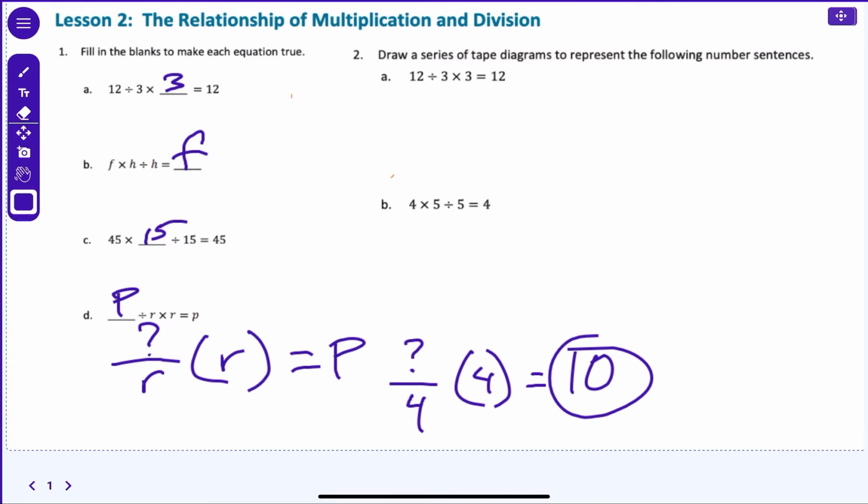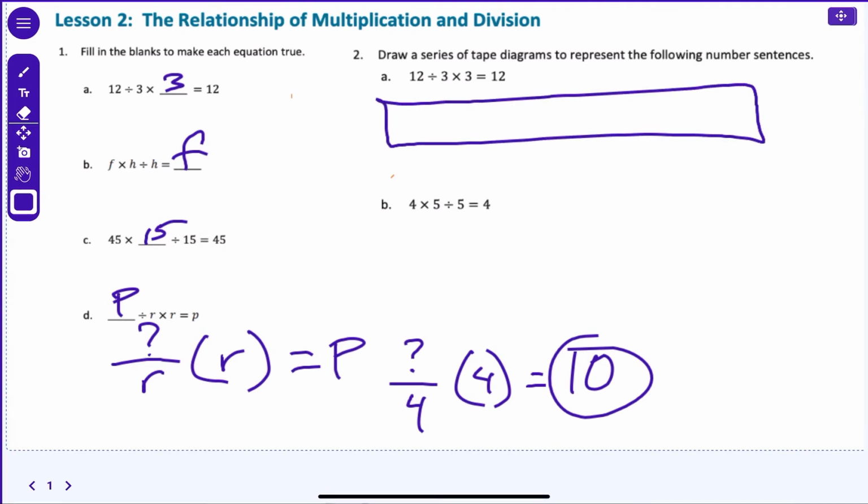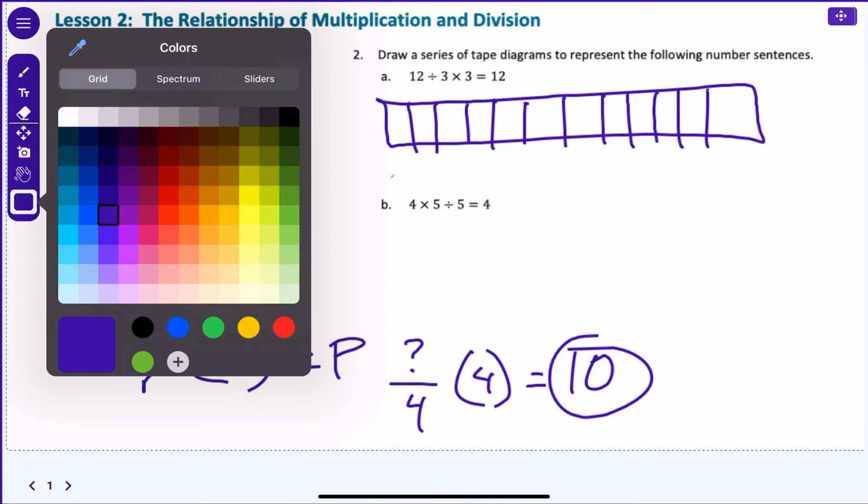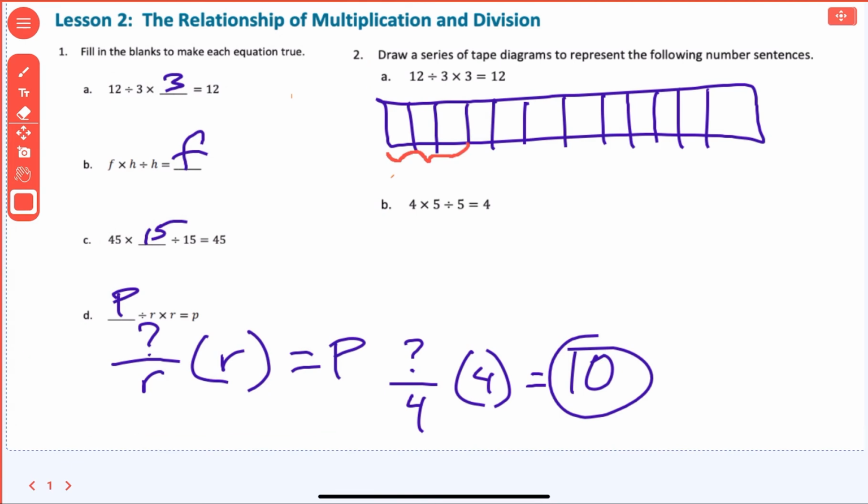So, number 2 says draw a series of tape diagrams to represent the following number sentences. Ugh. Do we want to do that? Because that's a lot of tape diagrams. How can we do that? Okay, let's do this. I can do it quickly, I think. We got 12. Let's go to 1. There's 12. Now, I'm going to break that apart by 3s. Right? I'm dividing by 3.